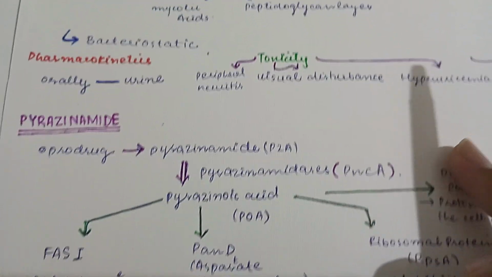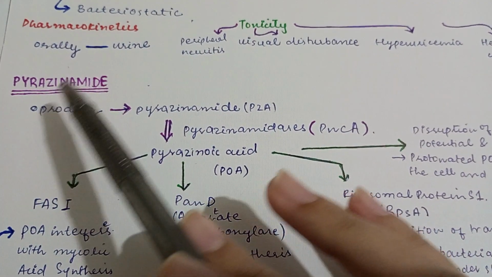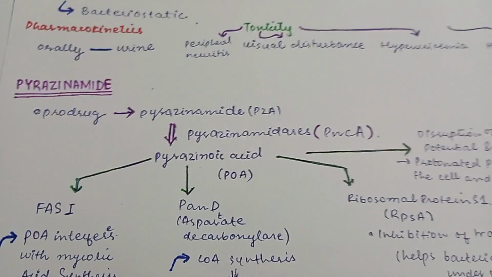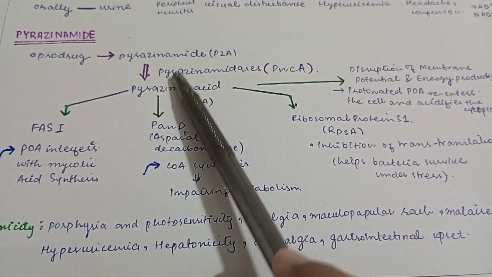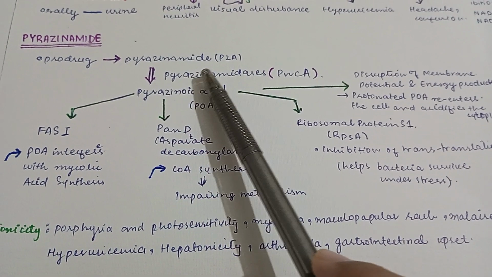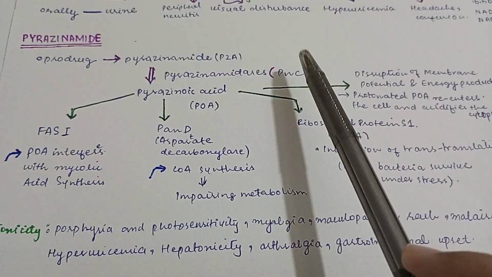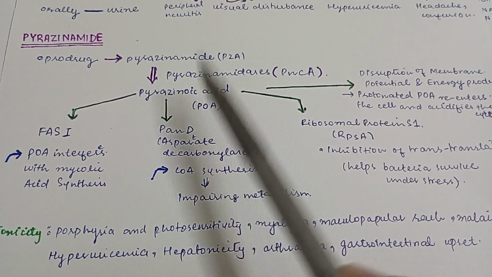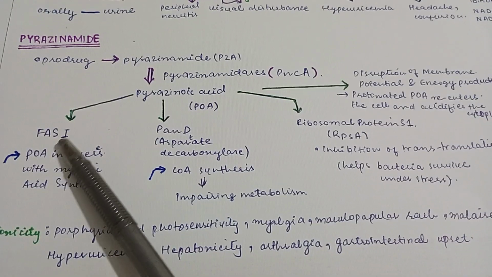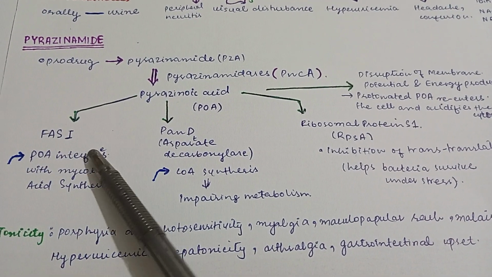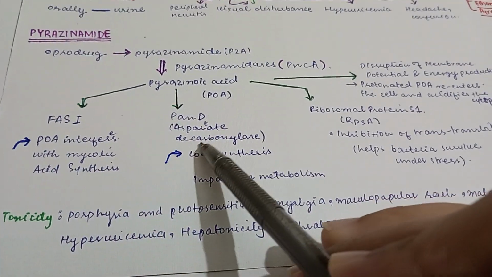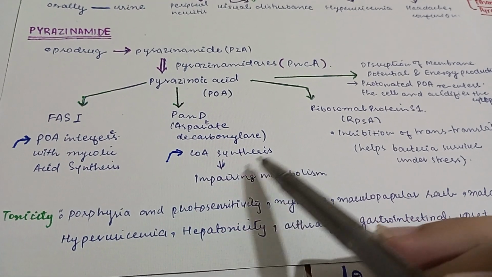Next is pyrazinamide. This is actually a prodrug, and it is converted into pyrazinoic acid with the help of enzymes called pyrazinamidases, which are encoded by the pncA gene. This product is going to act on many substrates. It is going to inhibit FAS1, which is fatty acid synthase. So there will be interference in mycolic acid synthesis as well as a decrease in the synthesis of CoA, which is going to impair the metabolism.